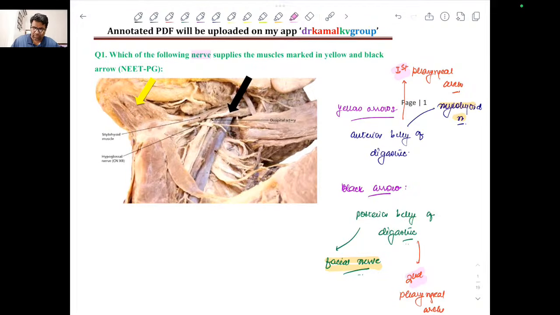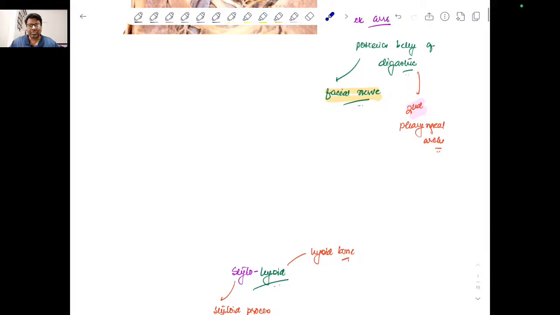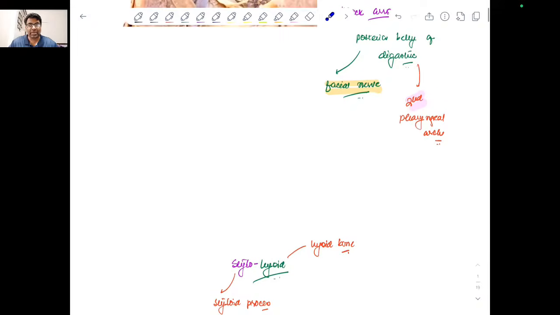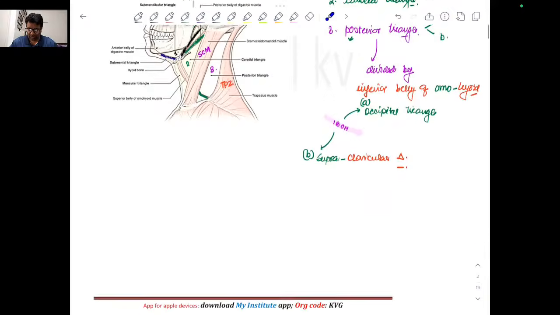So not going into unnecessary details. Anterior belly of digastric here, right? So this is the anterior belly of digastric, and this is the posterior belly of digastric. Between the two, the stylohyoid muscle. Okay, so please remember this much. And the nerve supply: anterior belly, mandibular nerve, and posterior belly, facial nerve. Okay, clear? So moving forward.